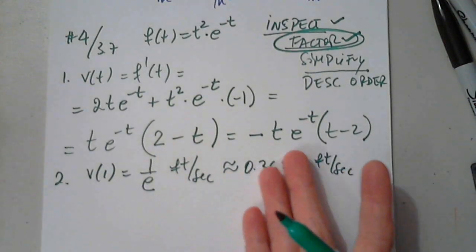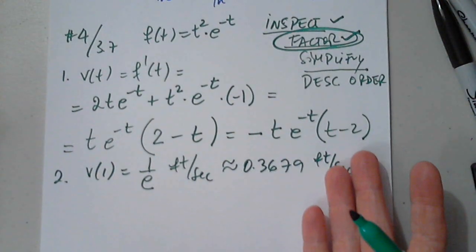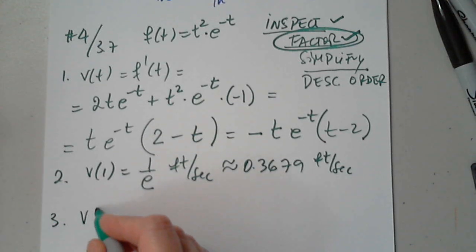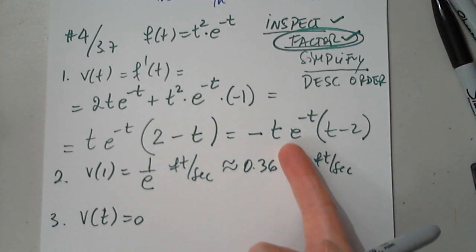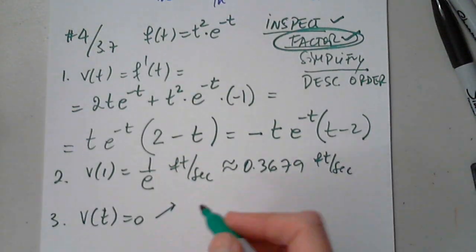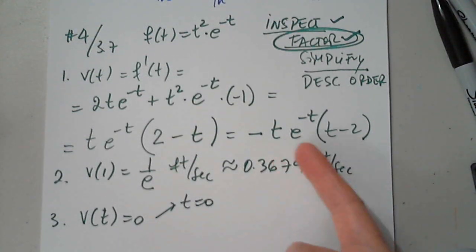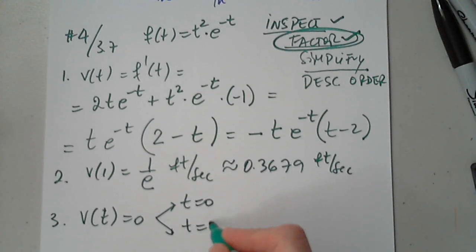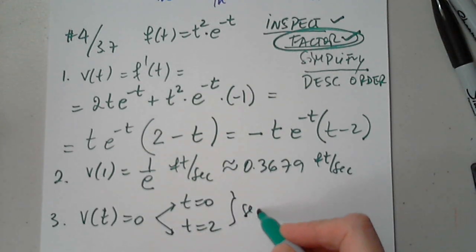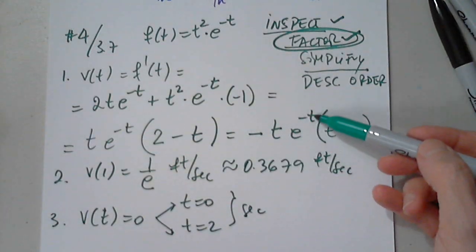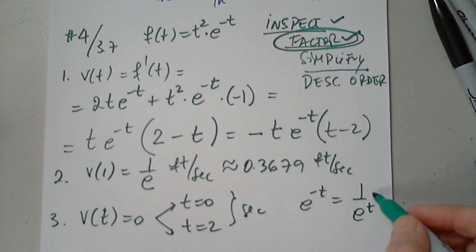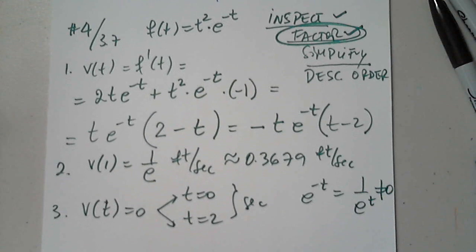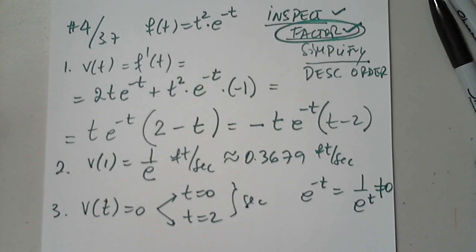Then I go back to when is the particle at rest. That's another reason why I factored it. Got it ready. So particle at rest, v of t equals 0. No velocity, right? Obviously from here, it's either when t is 0 or when t is 2, of course in seconds. This is never 0. E to negative t is 1 over e to t, never ever 0, unless t approaches infinity, but we're not talking about that.